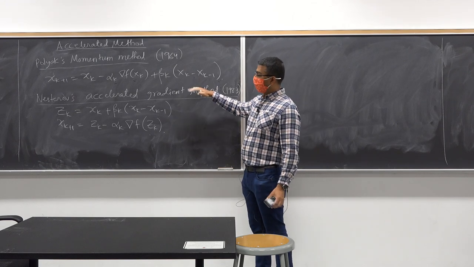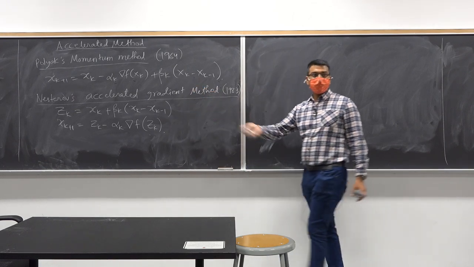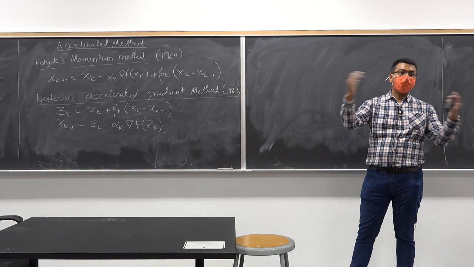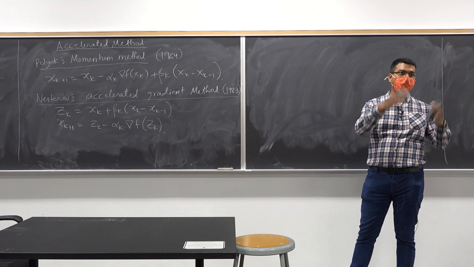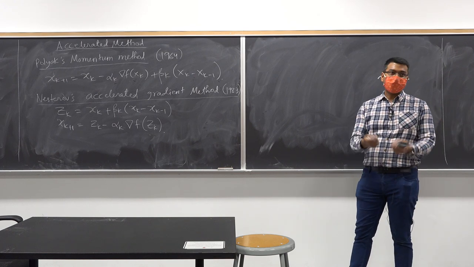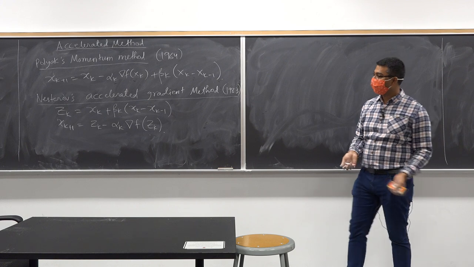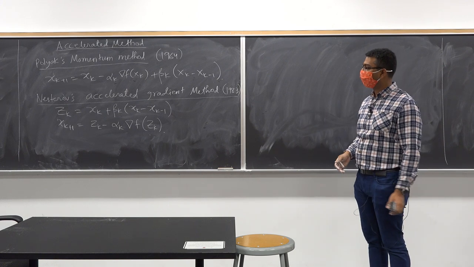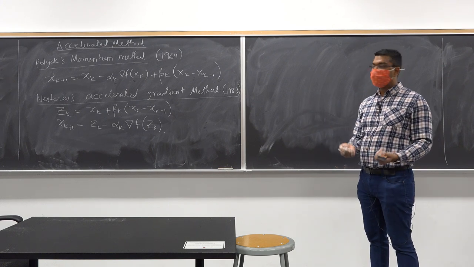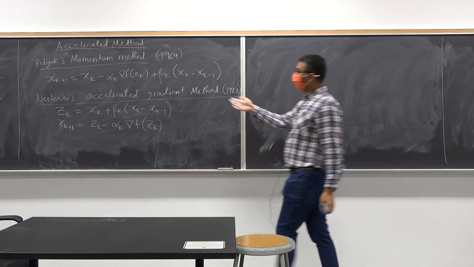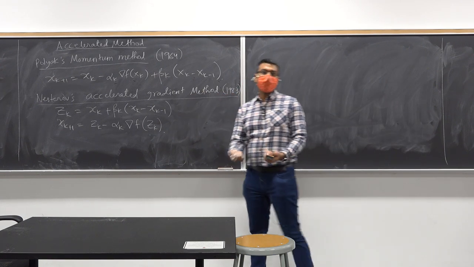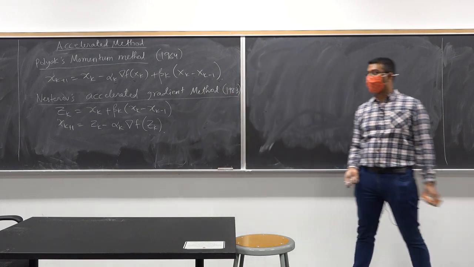However, if you cannot do quasi-Newton's method because it requires you to keep track of an entire matrix, like an n cross n matrix, that's what the Hessian approximation is. It is an n cross n matrix, so you have to have that in your memory. If you cannot do that, then you should use these momentum methods, because they are strictly better than steepest descent method.